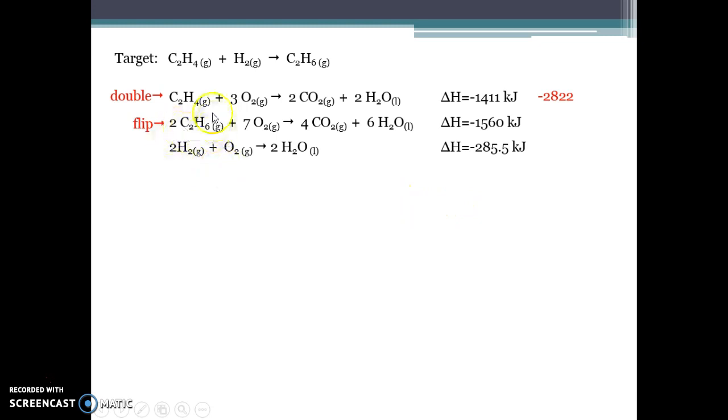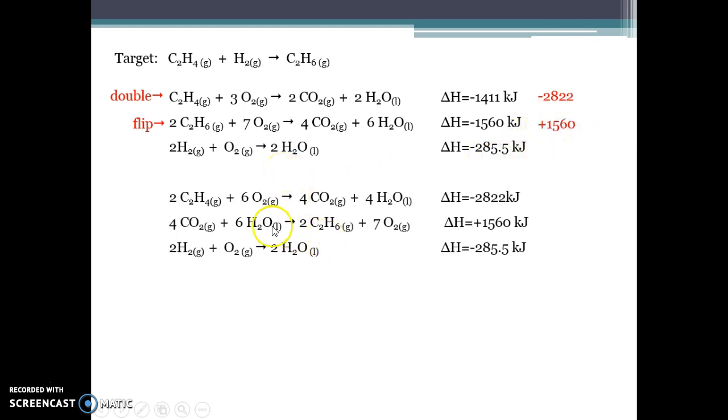What else do I have to do? I have to flip this one because I need C2H6 on the product side. So since I'm going to flip this equation, I'm going to change its sign. And I don't have to do anything with the H2 because it's on the correct side, so I don't have to do anything with that third equation.